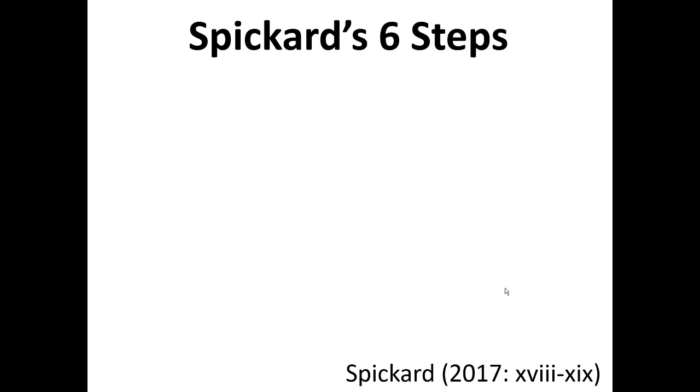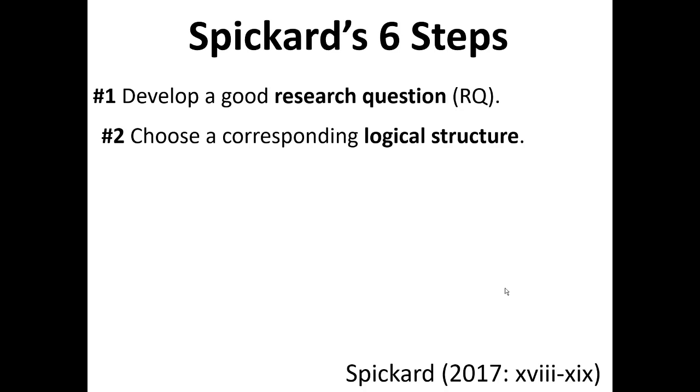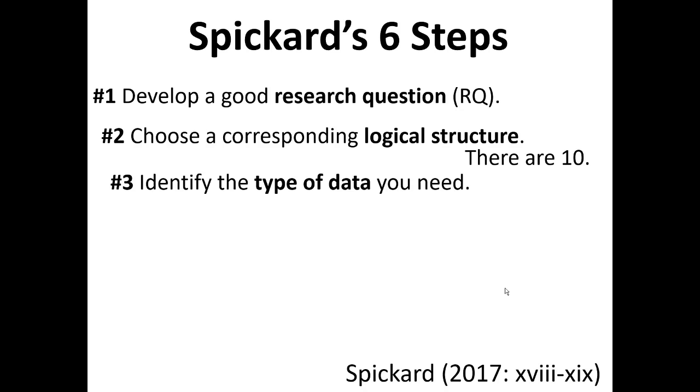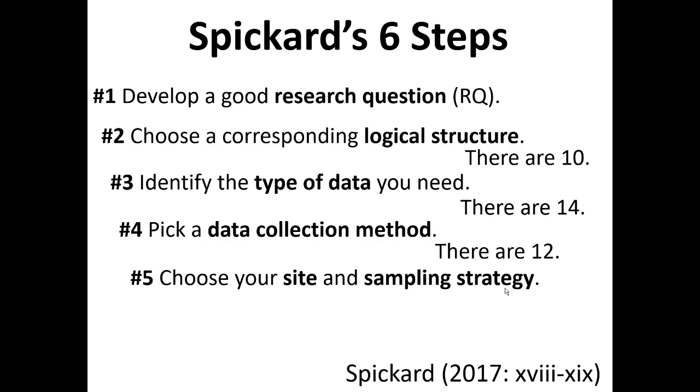And as you recall, we're making use of Spickard's book, and he has 6 steps. The first being develop a good research question. Then the second, choose a corresponding logical structure, of which there were 10 that he identified. Identify the type of data that you need. He identified 14 kinds of data. And then he says we should pick a data collection method. So how are we going to collect the data that we need to answer our research question given our logical structure? And there were 12 broad data collection methods that he identified.